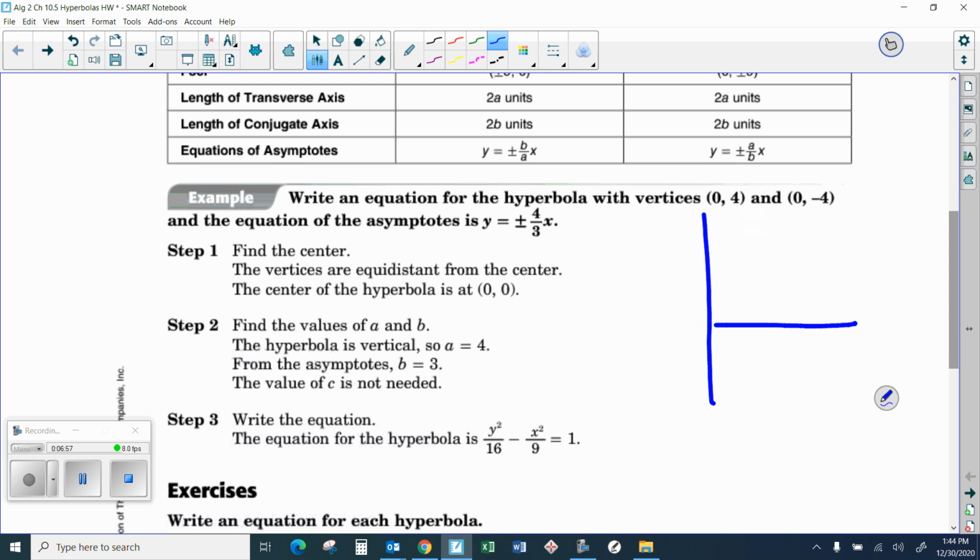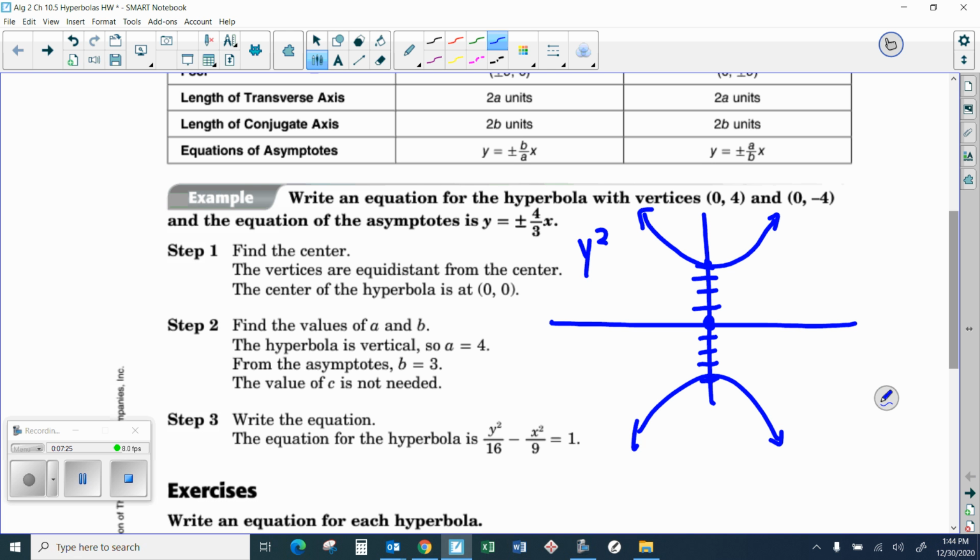So if we go ahead and graph this, (0, 4), 1, 2, 3, 4, and (0, negative 4), 1, 2, 3, 4. That means it has to open up and down because it has to go through the vertices. You have to be part of that branch. So it opens up and down. Then we know it's y squared first. Well, what's the center? The center point is (0, 0). So there's y squared minus x squared, and it still equals 1, always for that.